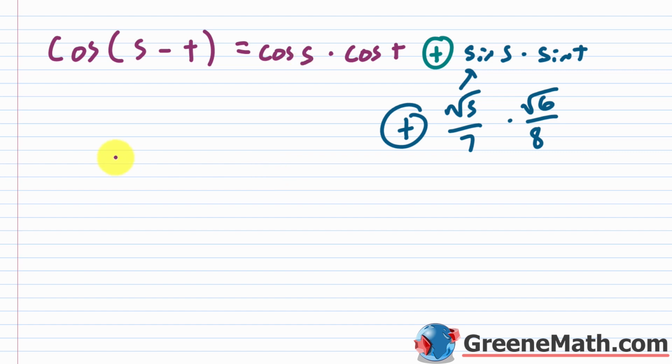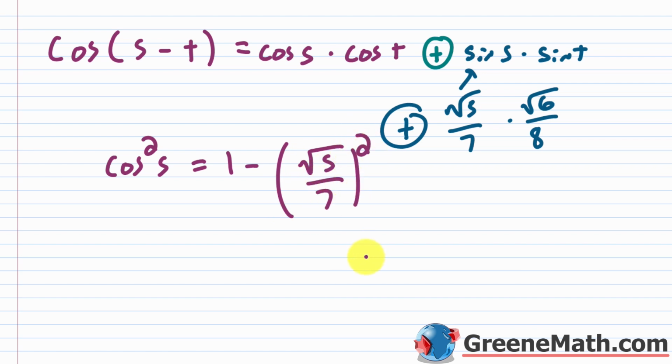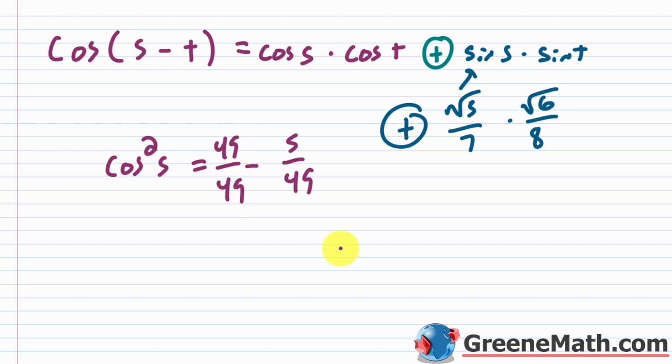So for the cosine of s, let's say that cosine squared s is equal to 1 minus sine squared s. And we know that the sine of s is square root of 5 over 7. So this is the square root of 5 over 7. So we're going to square that. So that would be 5 over 49. And I'm going to write this as 49 over 49. 49 minus 5, that's going to be 44. So this is 44 over 49.